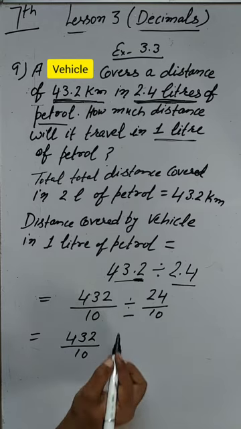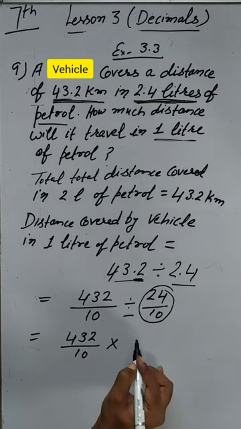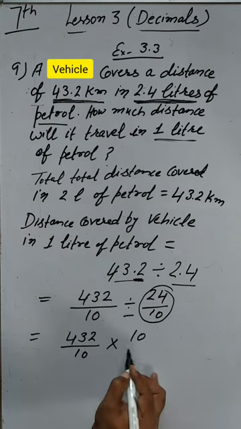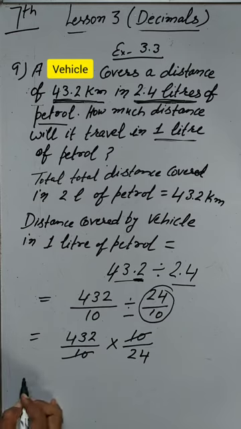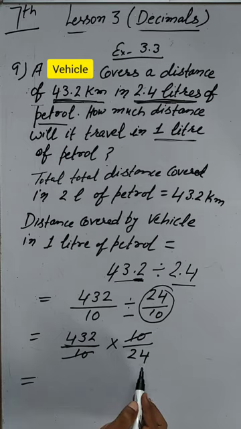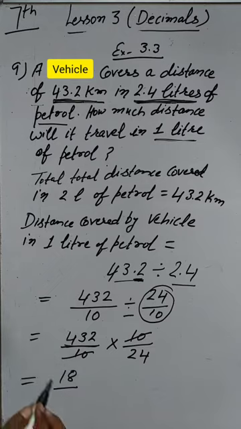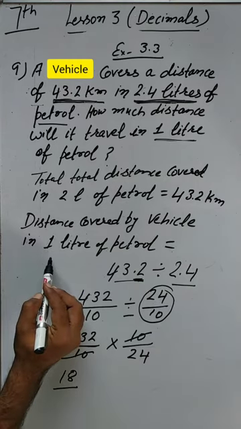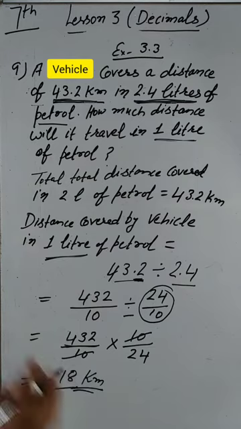Okay beta, now division will change into multiplication, and here we will write the reciprocal of 24 upon 10. Its reciprocal will be 10 upon 24. 10 is cancelled with 10. Now when you divide 432 by 24, you will get 18. Understood beta? This is your answer. So distance covered by the vehicle in 1 liter of petrol is 18 kilometer. Clear beta?